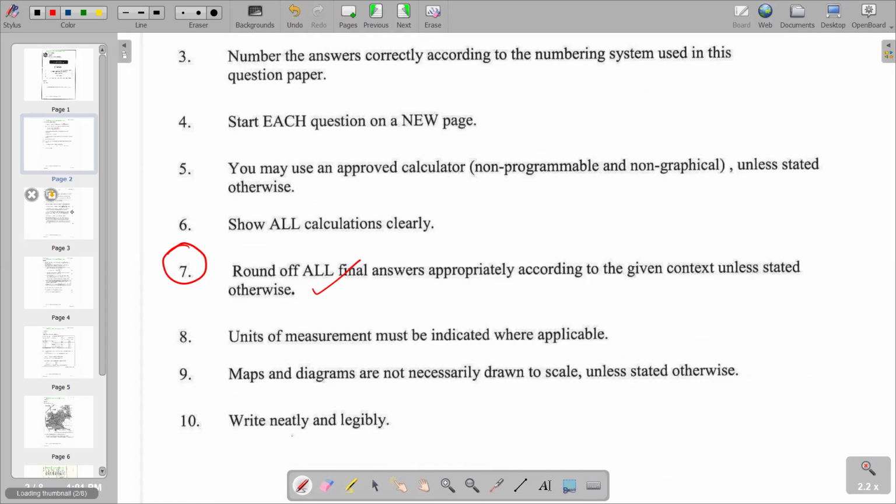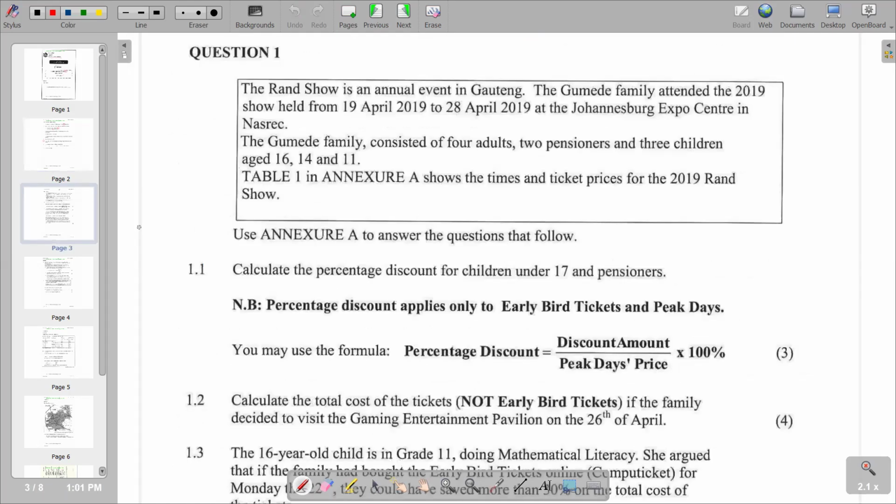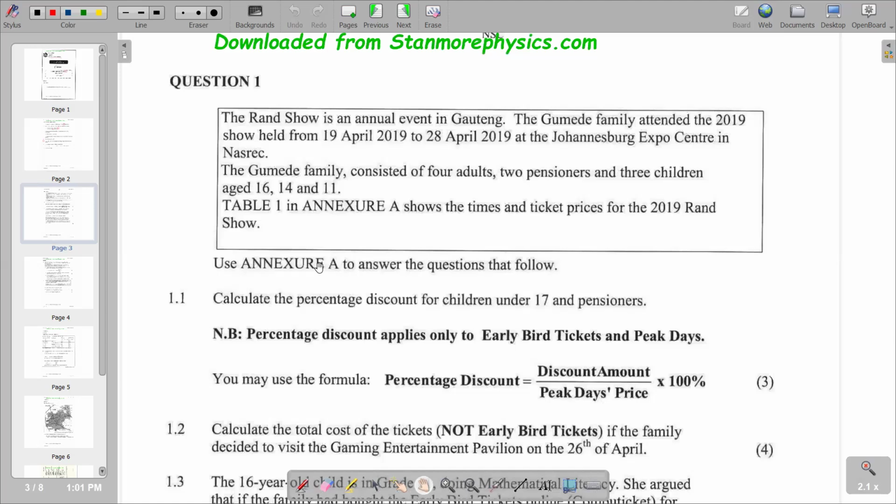In terms of our first question, Question 1 reads: the Rand Show is an annual event in Gauteng. The Gumede family attended the 2019 show held from 19 April 2019 to 20 April 2019 in the Johannesburg Expo Centre in Nasrec. The Gumede family consisted of 4 adults, 2 pensioners, and 3 children aged 16, 14, and 11. Table 11 in Annexure A shows the times and ticket prices for the 2019 Rand Show. Beneath that, it says use Annexure A to answer the questions that follow.